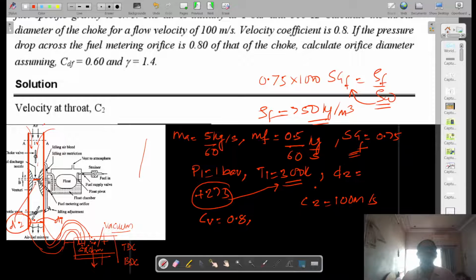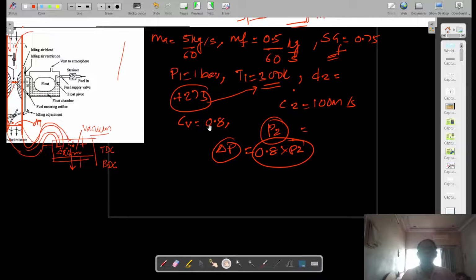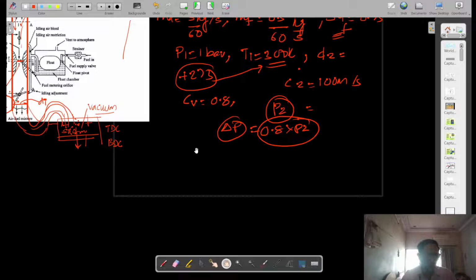Then the pressure drop across the fuel metering orifice is 0.8 of that at the choke. If I say P2, whatever pressure you are getting there, at the fuel orifice the pressure drop delta P will be 0.8 into P2. This should be known to you. So we are required to find the value of D2.